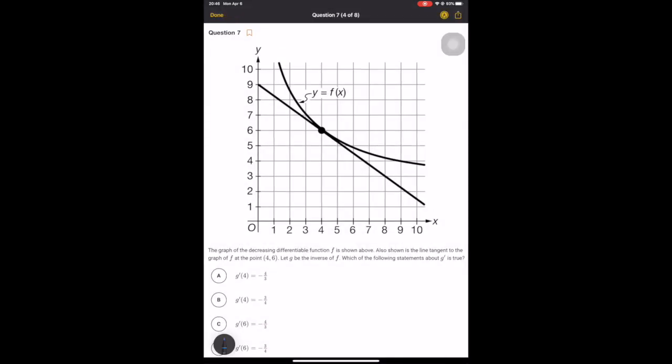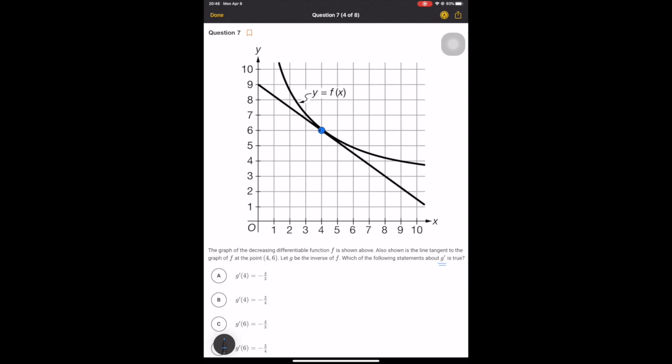Okay, so here we have question number 7. The graph of the decreasing differentiable function f is shown above. Also shown is the line tangent to the graph of f at the point 4, 6. So that's the point 4, 6. We have f of x, and we have the line that is tangent to it at this point. Let g be the inverse of f. Which of the following statements about g prime is true?